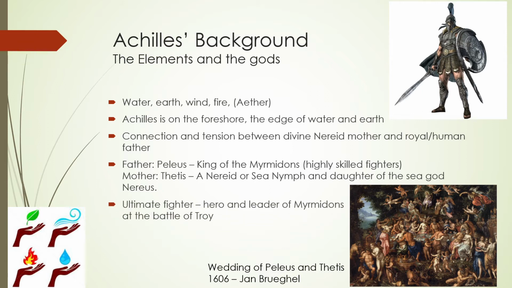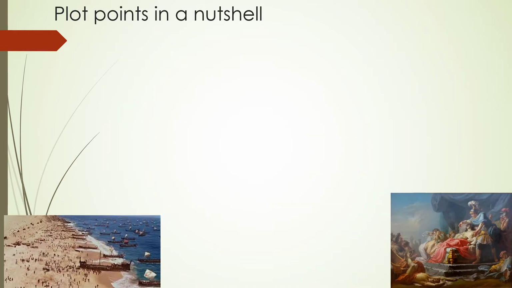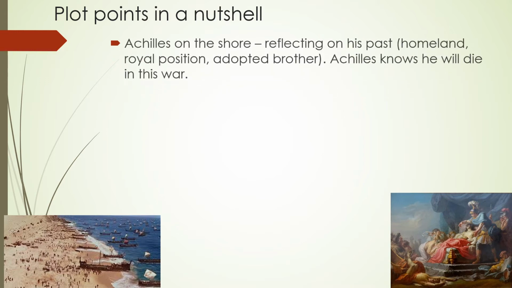He's regarded as the ultimate fighter, a hero of the Myrmidons. So I just wanted to go over in a nutshell what actually takes place in this chapter. Later on I'll look at the flashbacks, but right here let's have a look at what happens. So we've got Achilles on the shore reflecting on his past, his royal position, his adopted brother. So he's standing there. Achilles knows he's going to die.